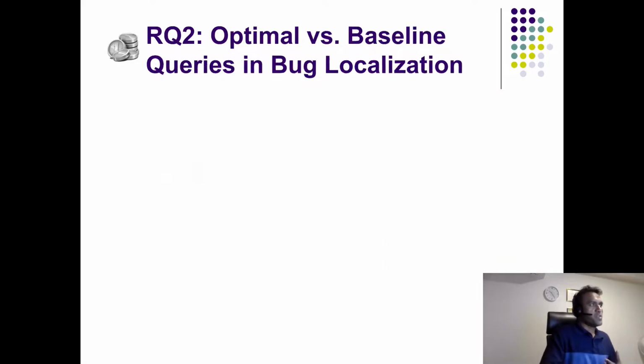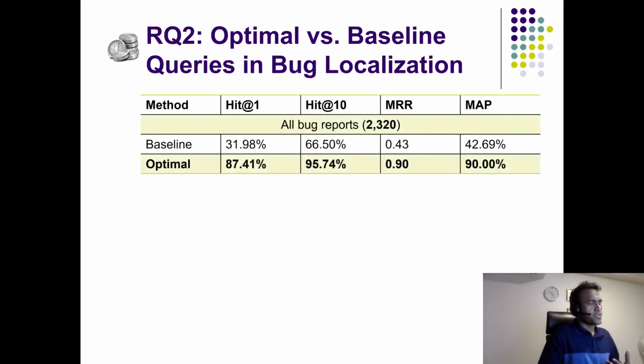Okay, so now let me show you the empirical evaluation of the optimal search queries. As you see, this is the performance of the baseline search query, and this is the performance for the optimal search query. And it is very interesting because you see these optimal search queries were able to return 87% hit at 1, right? And this is the performance for the whole bug report data set.